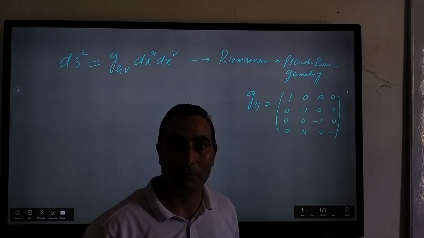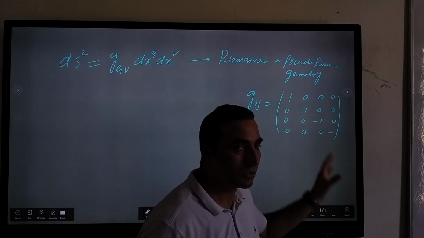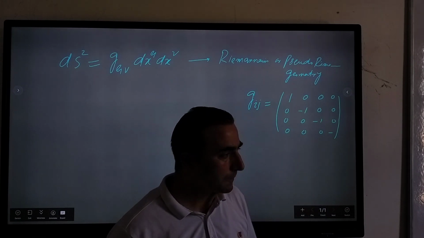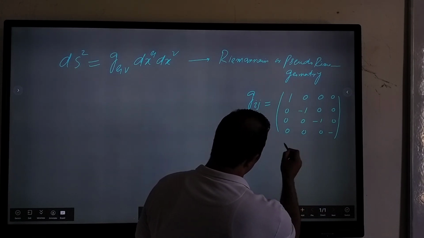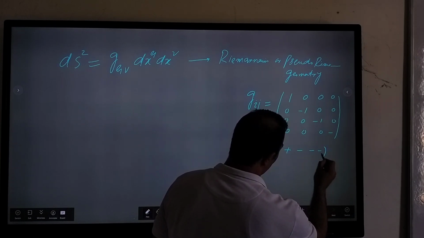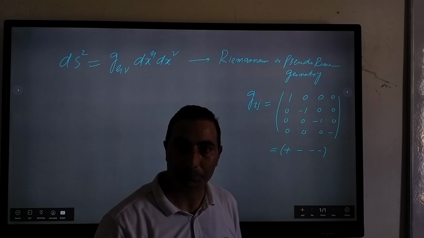So this is our Minkowski matrix, and the first one corresponds to our time component, and the rest three correspond to our space components, right? So you can represent it by another notation. It can be plus, minus, minus, minus, right? We can write it this way also, right?